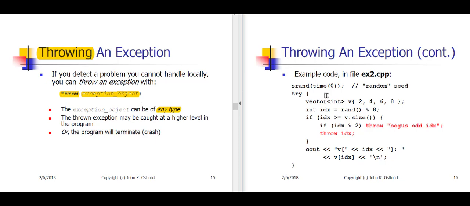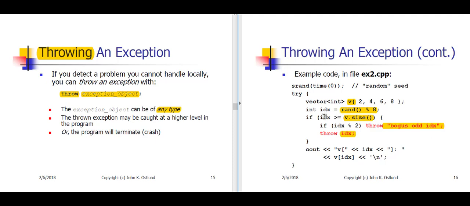Okay, so here on slide 16, we have some code illustrating a couple of different kinds of throws. We've got v as our vector of int containing 4 elements. I'm going to randomly choose an index between 0 and 7. And if the index is bogus, that is, if it's greater than or equal to the size of the vector, then if the index is an odd number, that is, if index mod 2 is 1, I'm going to throw a string. That is, I'm going to throw a pointer to a char. Otherwise, I'm going to throw an int, specifically the index.